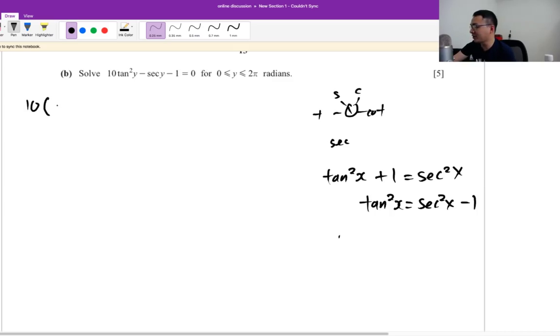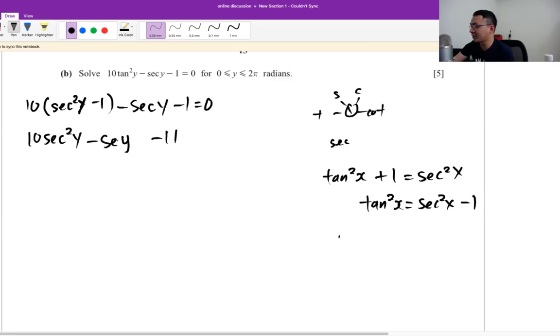So I'm going to substitute this into tangent square here. So tangent square I change to secant square x minus 1 minus secant. Of course, here it is y, you have to use y back. You shouldn't use x, alright? Secant y minus 1 equals 0. And then we'll expand it, 10 secant square y minus 10, right? Minus 10 minus 1 is minus 11 here. So here I will just rearrange it. Secant y minus 11 equals 0.